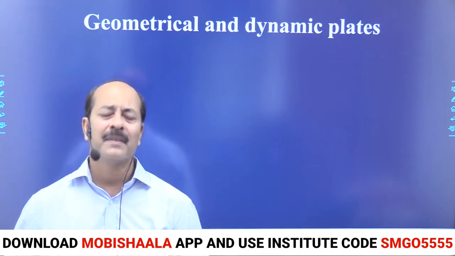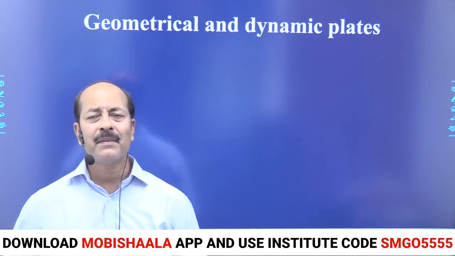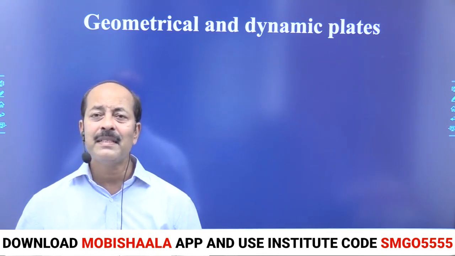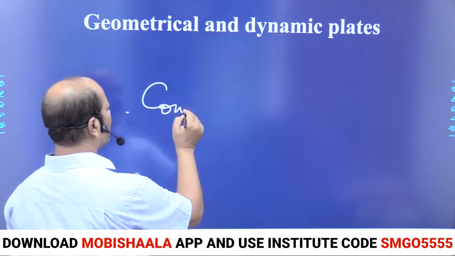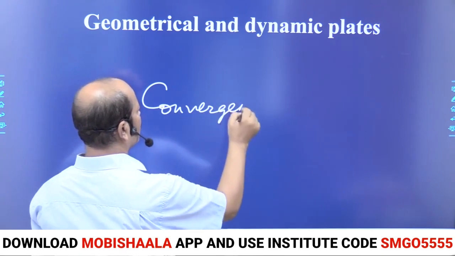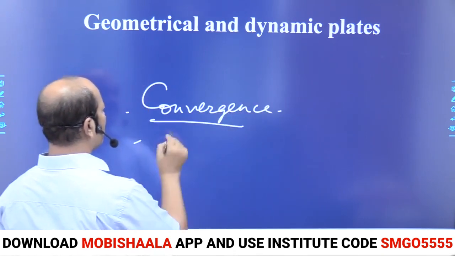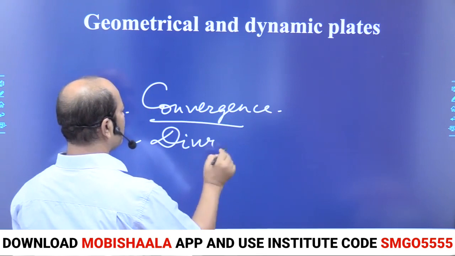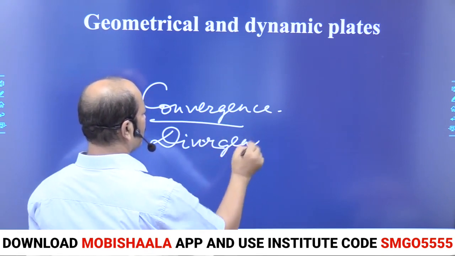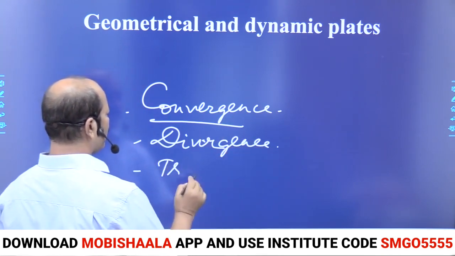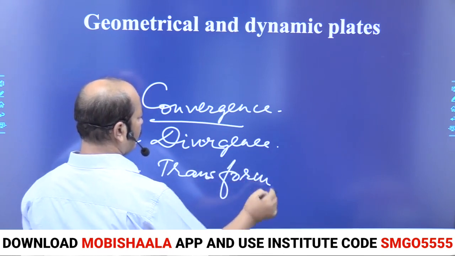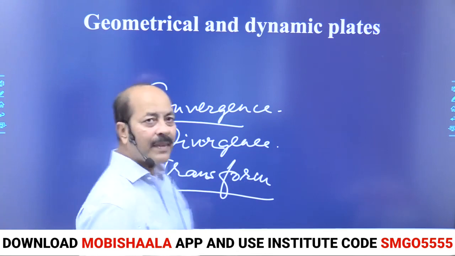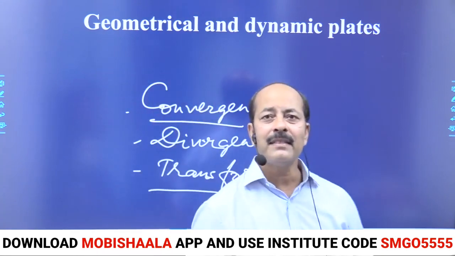These are the first points you write. Convergence, I have written on the board there. The convergence. The second one, divergence. And the third one, transform. So three plates: convergence, divergence and transform.